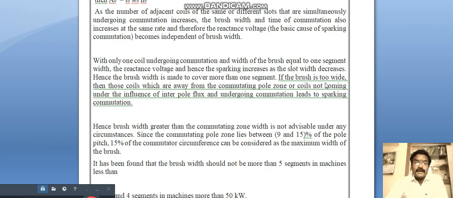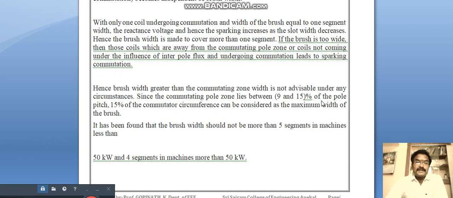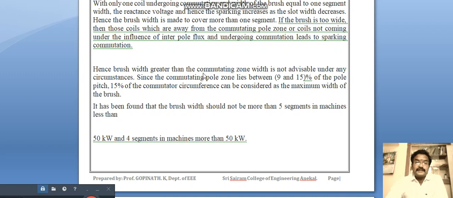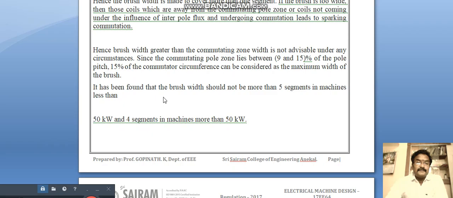If the brush is too wide, then those coils which are away from the commutating pole zone, not coming under the influence of the interpole flux during commutation, lead to sparking commutation. So hence a brush width greater than the commutating zone's width is not advisable. So brush width should always be less. Okay, since the commutating pole zone lies between 9 and 15% of the pole pitch, 15% of the commutator's circumference can be considered as the maximum width of the brush.